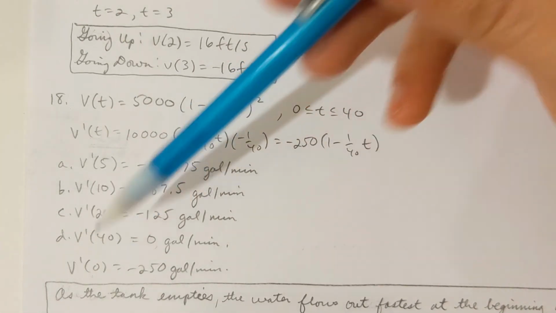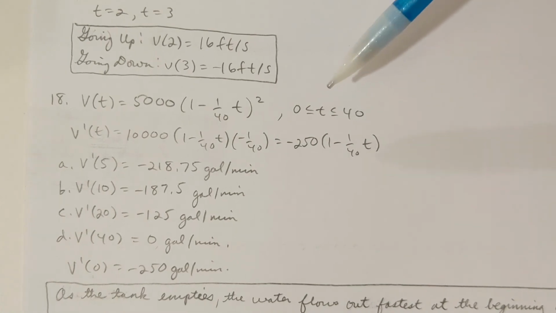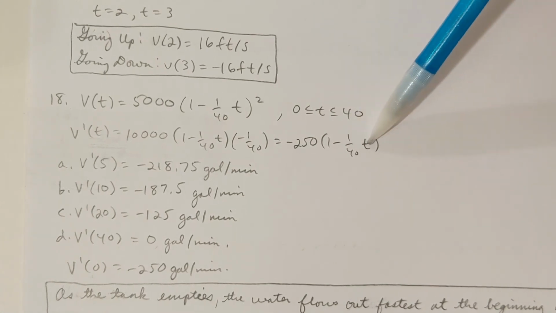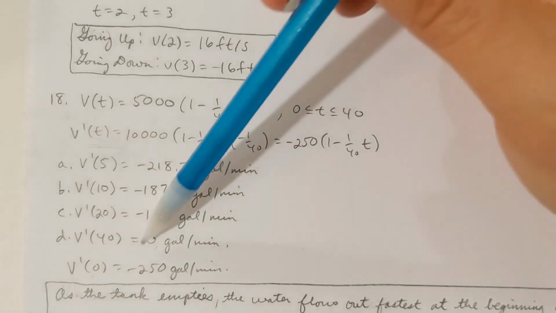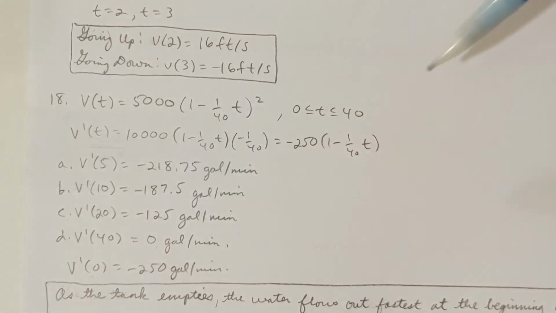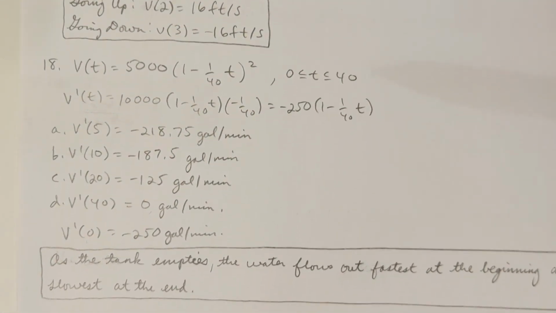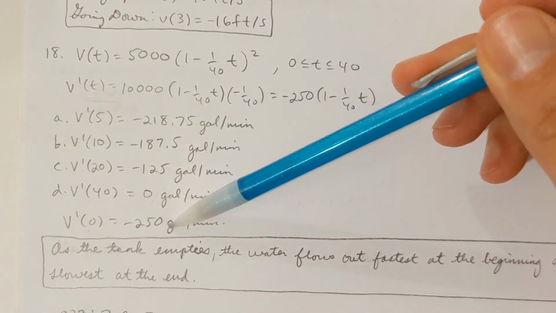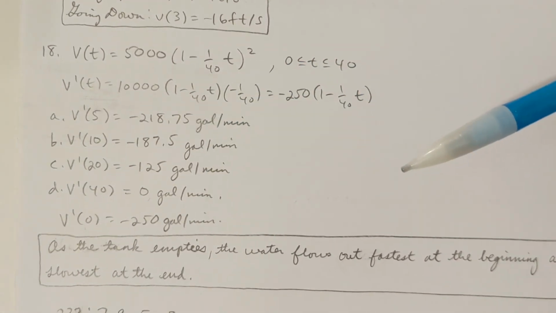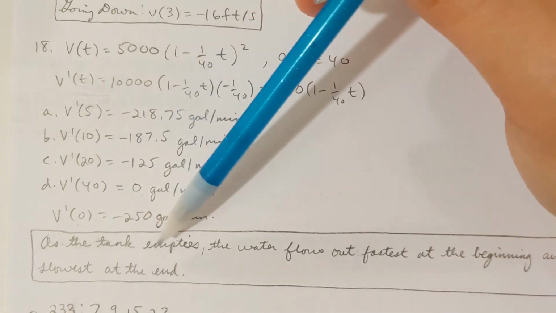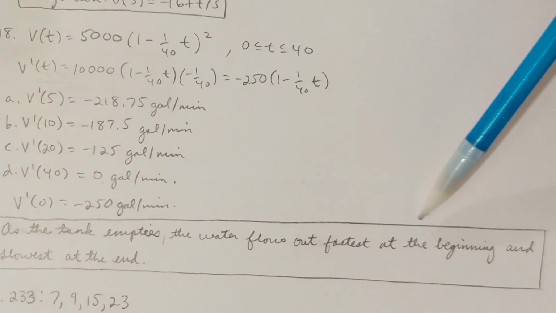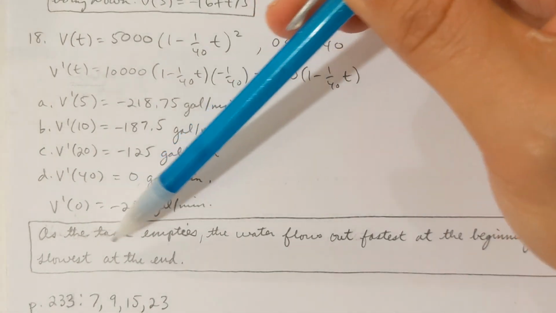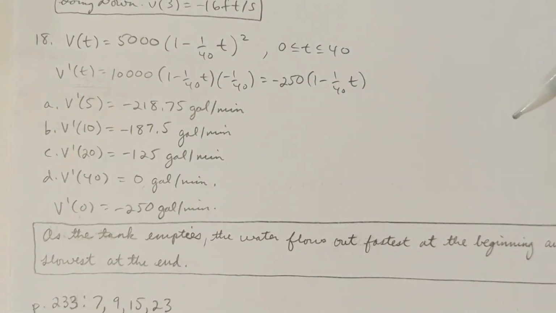Now, they weren't asking for it, but V prime of 0, okay, if I were to plug 0 in, I would have negative 250 gallons per minute. Now, you can see that as time goes on, the rate is changing. This is not a constant rate at which the water is leaving the tank. As the tank empties, the water flows out the fastest at the beginning and then the slowest at the end. Okay.